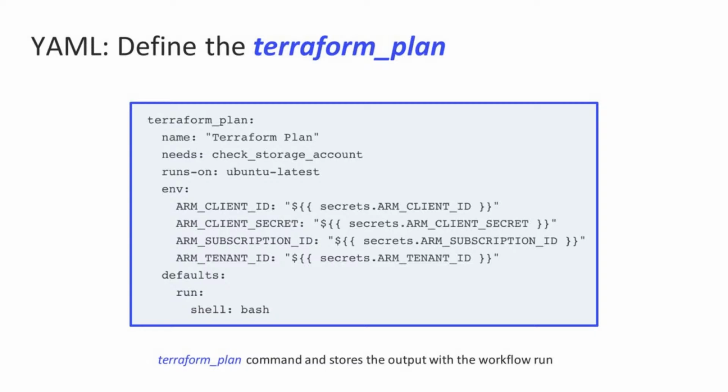Backend file. So Terraform now, we have the state file storage. It's our backend file. We're going to proceed with the next job where we run the Terraform plan command. This Terraform plan command is the first step of Terraform, where we plan our infrastructure, right? So you want to store the output of this plan into a workflow run. And so that's what we're doing here.